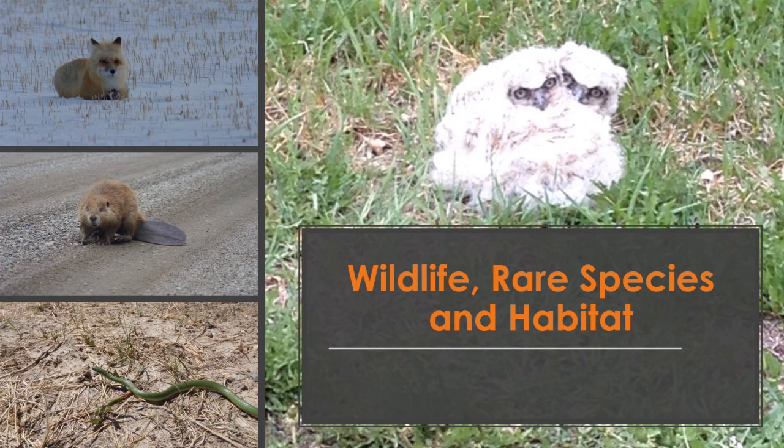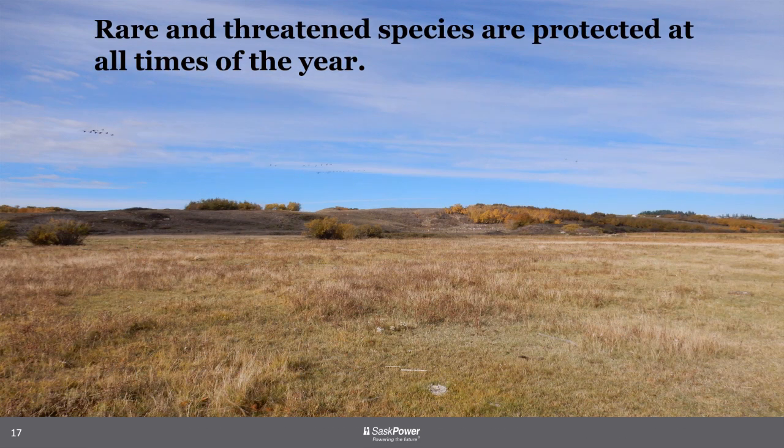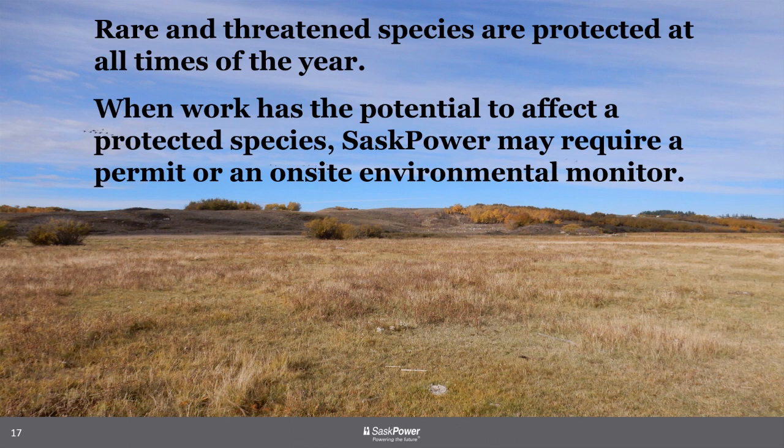Sometimes work can be in areas where important plant and animal species or habitats are found. To avoid or minimize harming sensitive species and habitats, work will be scheduled around specific wildlife periods. Site-specific procedures will be outlined in a project environmental protection plan. These procedures may include reduced vegetation clearing to preserve habitat or relocating a nest. Rare and threatened species are protected at all times of the year.